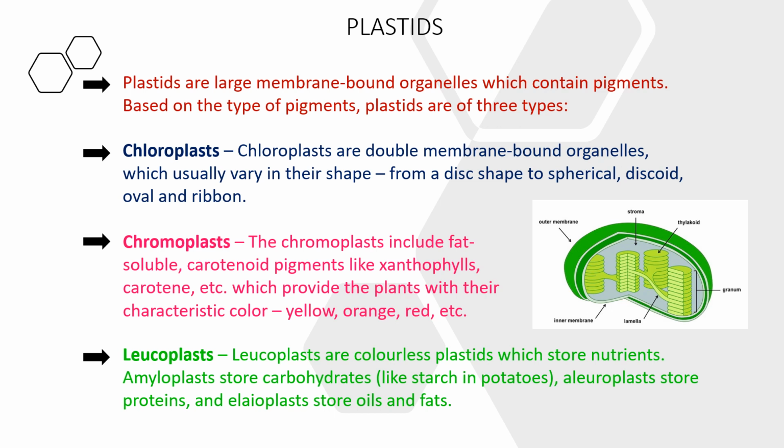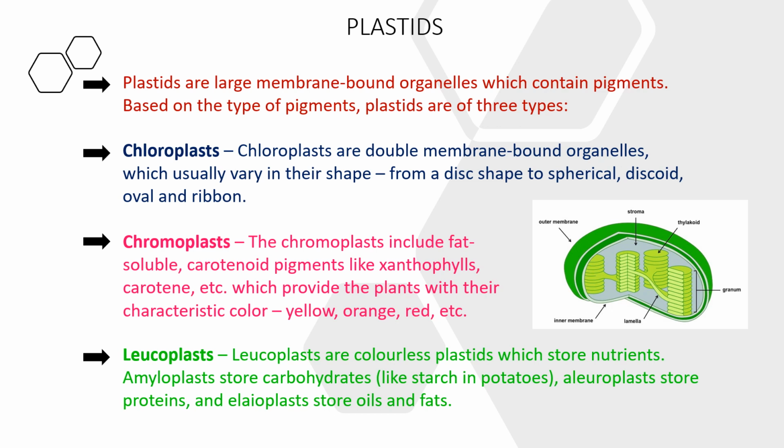Leucoplasts. Leucoplasts are colorless plastids which store nutrients. They have no color, and they store food in the form of carbohydrates, fats and proteins. The leucoplast has three parts: amyloplasts, which store carbohydrates like starch in potatoes; aleuroplasts, which store proteins; and elaioplasts, which store oils and fats.